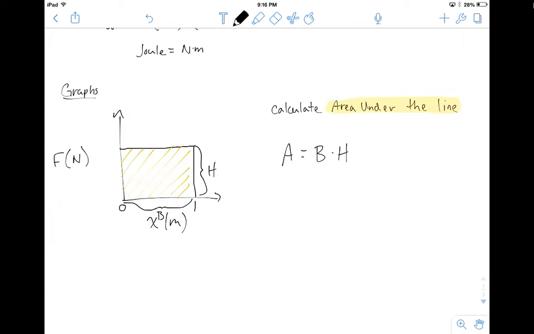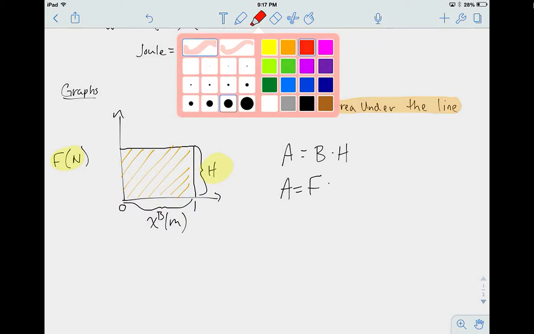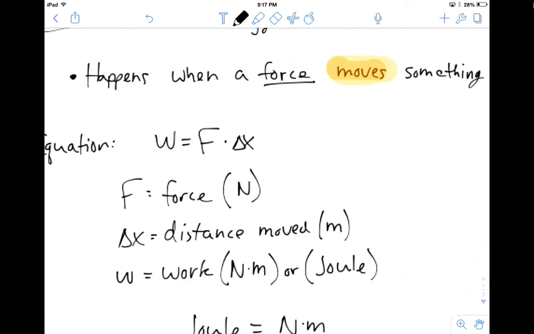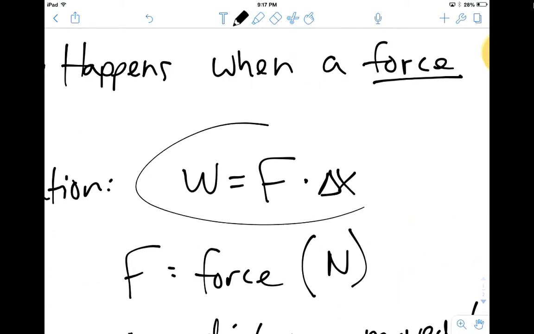What we see, though, is that this height is the same as force. So really, area equals force times, and then this base is the same as the change in x, so really it's force times delta x. To calculate the area under the line, I'm really not doing anything different than I would do with this equation, because it's still just force times delta x.